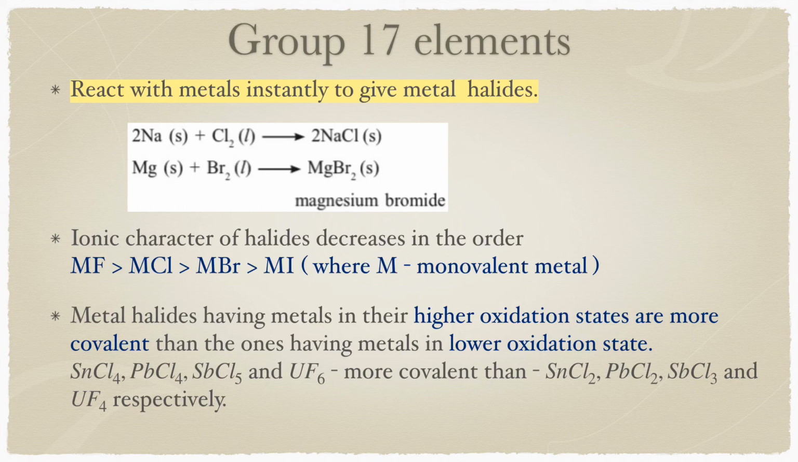So which is having the higher oxidation state? SnCl4. In that, Sn is in the plus 4 oxidation state, so it will be more covalent as compared to SnCl2. Similarly, for PbCl4 and PbCl2, PbCl4 will be more covalent, as Pb is in the plus 4 oxidation state. Like that, between SbCl5 and SbCl3, SbCl5 is more covalent, and between UF6 and UF4, UF6 is more covalent. Hopefully you understood this.